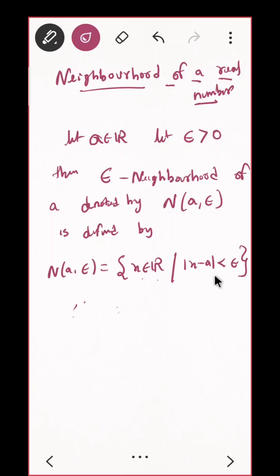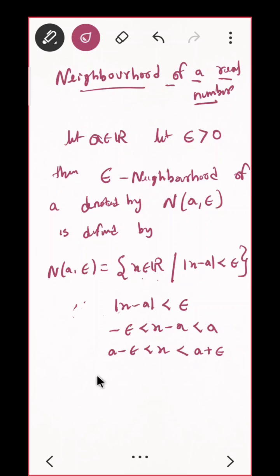Simple. Try to solve this thing only. Mod of x minus a is less than epsilon, that means what? Minus epsilon is less than. Perfect. Very nice. What next? That is a minus epsilon is less than x and that is less than a plus epsilon. Is that correct? So this whole set, which is talking about x, can be written as the interval a minus epsilon comma a plus epsilon. Is that clear everyone? You can clearly see this is an open interval.